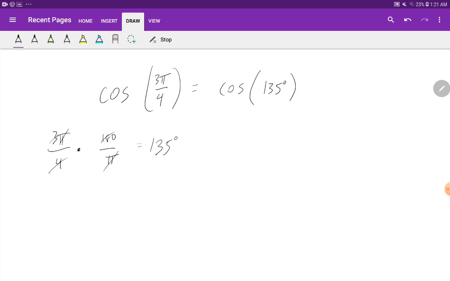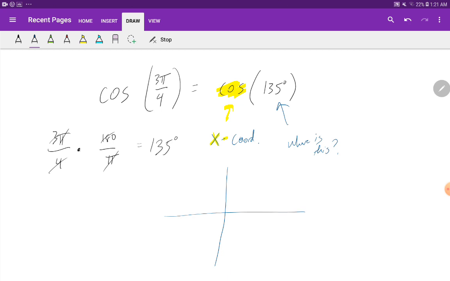So we have to visualize this. Cosine means what? Cosine means x. Oh, you can't see that, can you? X-axis. All right, not x-axis. What am I talking about? X coordinate. Oops. So cosine means the x coordinate. Now we've got to think: where is this bad boy? Where's 135 degrees?